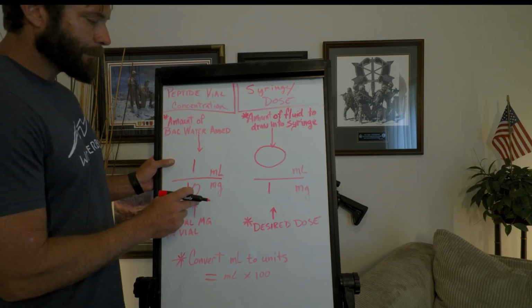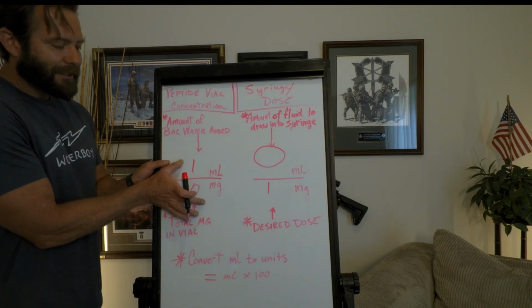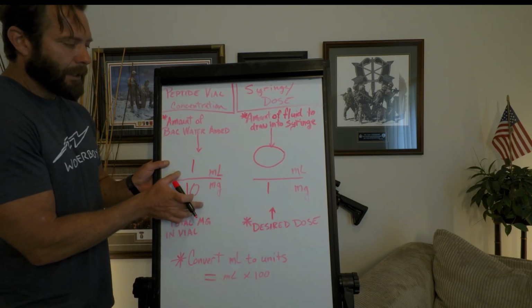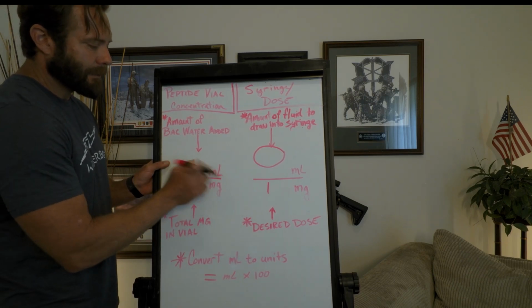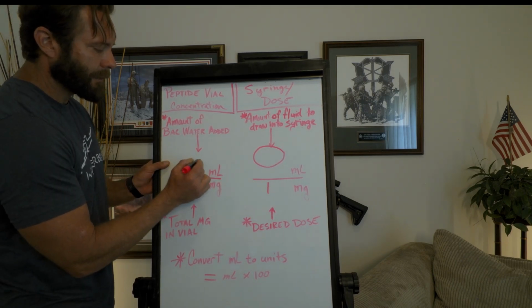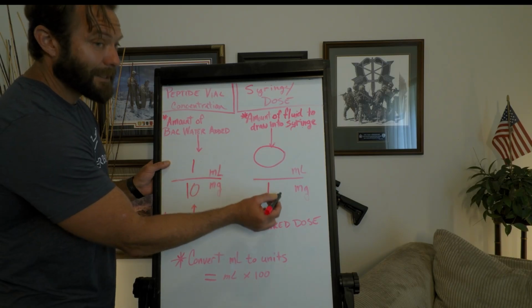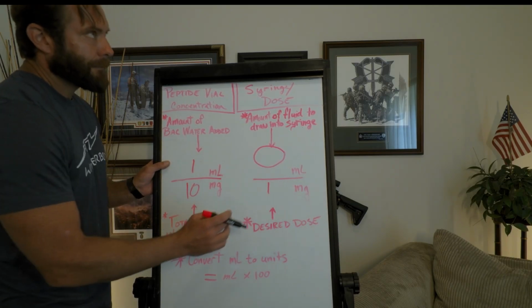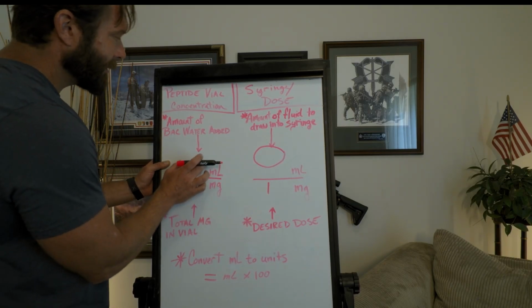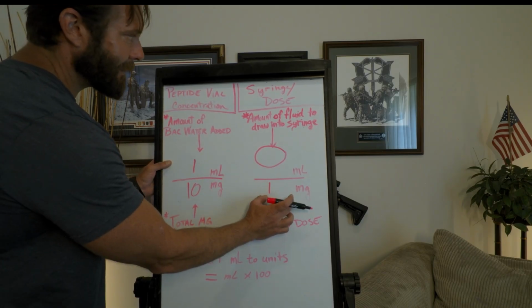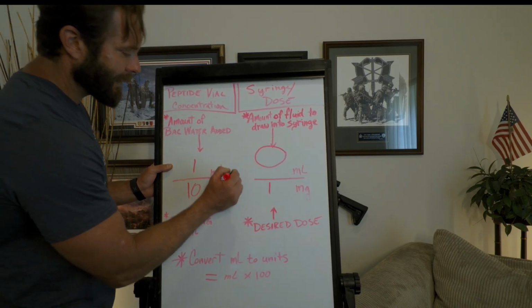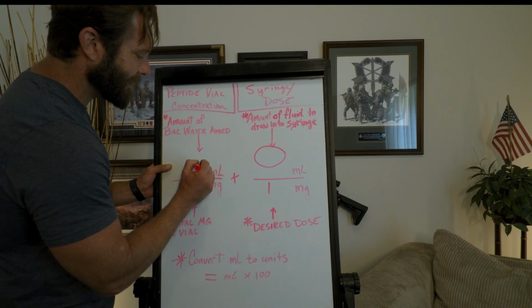You're going to have one fraction that's complete, one that's incomplete. You're going to take the opposite of this fraction here. So the numerator times the denominator of your syringe, the numerator of your peptide vial times the denominator, right? This is super easy. I'm making it complicated. You're going to multiply these two numbers.